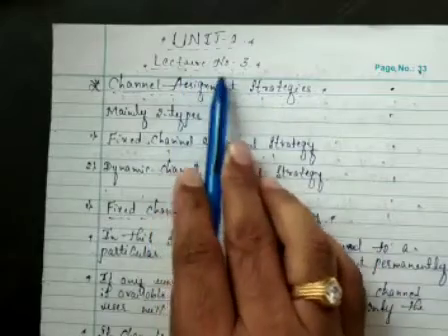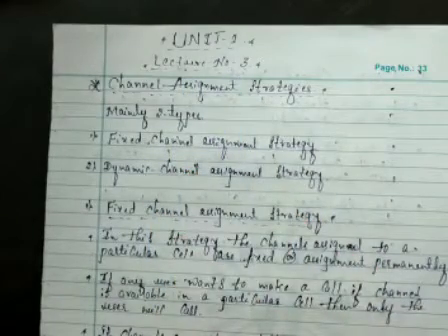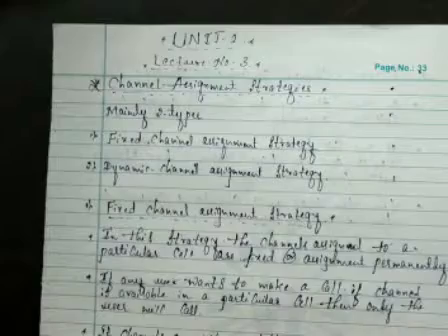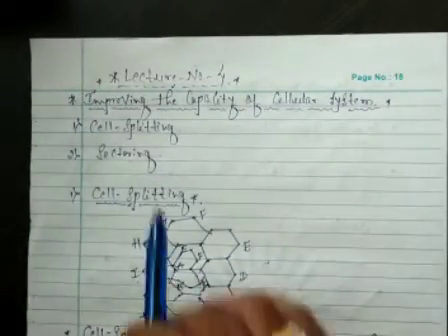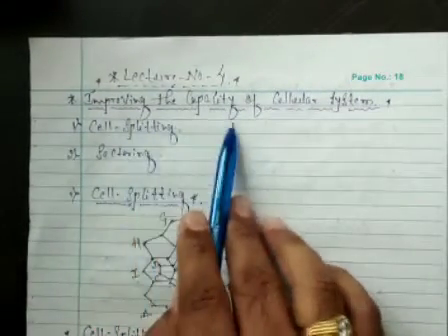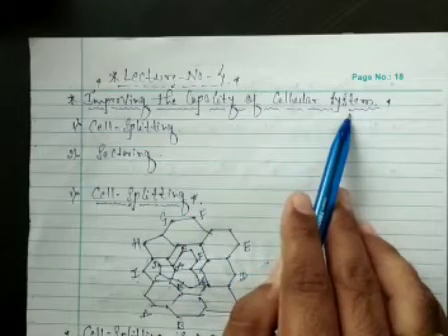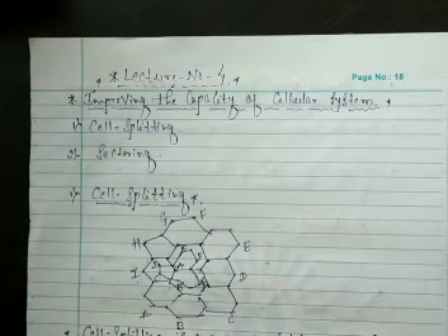This is lecture number 1, topic number 3. And we'll see the next topic. The next topic is lecture number 4 of unit number 1. The topic name is improving the capacity of a cellular system. How to improve the capacity of a cellular system?